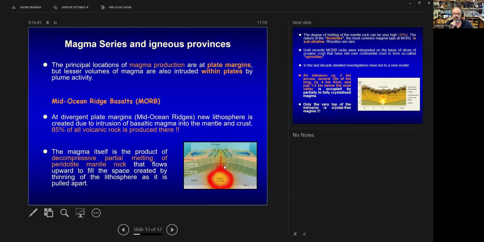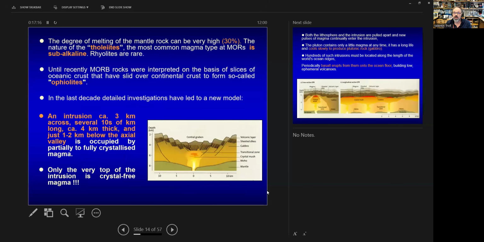But let's start where most volcanoes are actually located, and that is at mid-ocean ridges. In fact, 85% of all volcanic rock is produced at mid-ocean ridges, and that's also where we make oceanic crust. How do we produce magma there? Well, it's by decompression. We are partially melting the upper mantle rock because we're moving plates apart, and that allows it to well up, and that decompression allows it to melt. It only allows it to melt to a certain degree, but it's a pretty high degree.